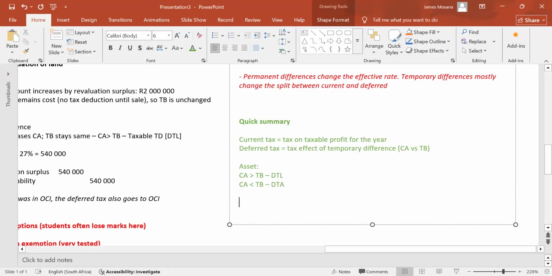Simple. Now, in the case of a liability where the carrying amount is greater than the tax base, you get a deferred tax asset. In the cases where the carrying amount is lower than the tax base, you get a deferred tax liability. Great. So now you also need to recall the matching of location.